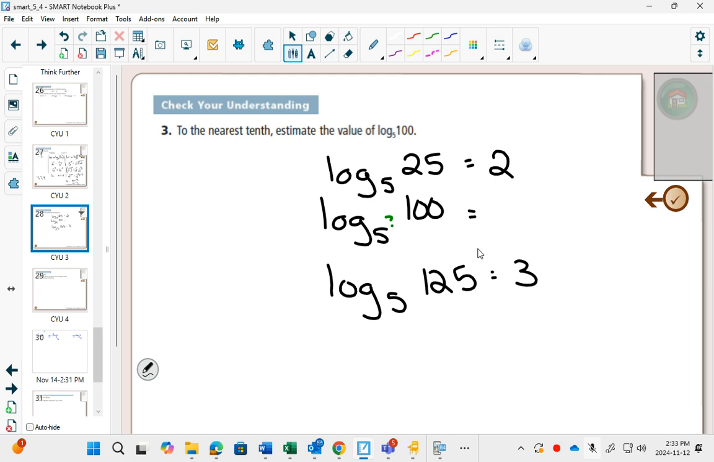I'm feeling 100 is closer to 125. So I'm going to go more than 2.5, right? You could just, I don't know, 2.8. Now I don't know if I'm right to the nearest tenth.